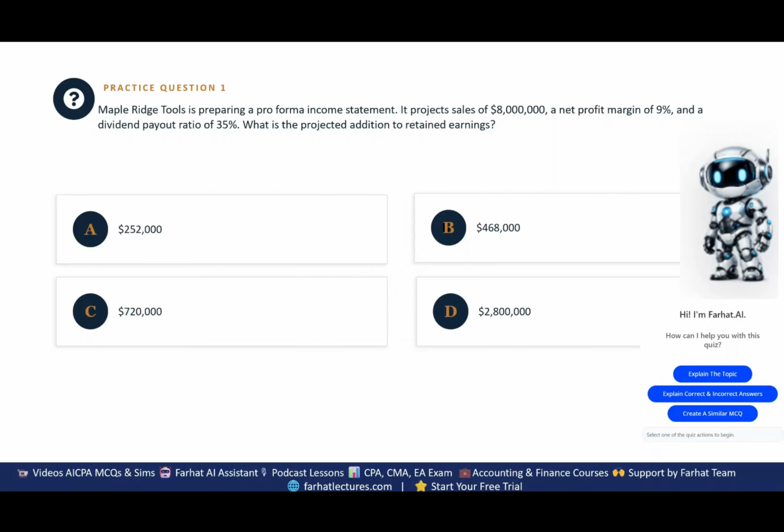Let's take a look at this multiple choice question from farhatlectures.com. Maple Ridge Tools is preparing a pro forma income statement. It projects sales of 8 million, net profit margin of 9%, and a dividend payout ratio of 35%. What's the projected addition to retained earnings? All right, can we solve this problem? We don't have expenses. You don't need expenses.